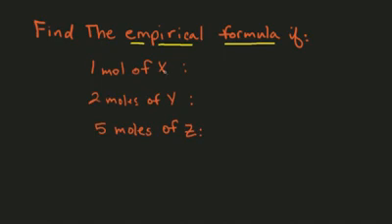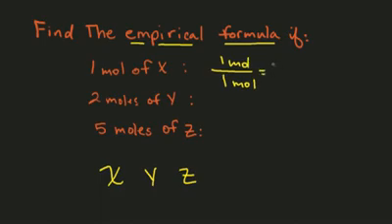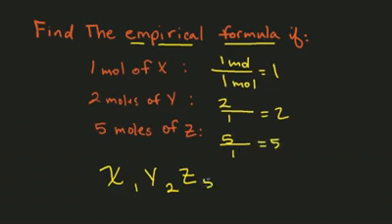So if we have some unknown compound and it's got X, Y, Z, and it's got some subscripts we don't know about, what we do is we divide by the smallest moles. In this case, 1 mole is the smallest, and it goes into 1. So for the X, that means the subscript is going to be 1. And then 2 divided by the smallest is going to be 2 for the Y. And then 5 divided by the smallest would give you 5 right there.